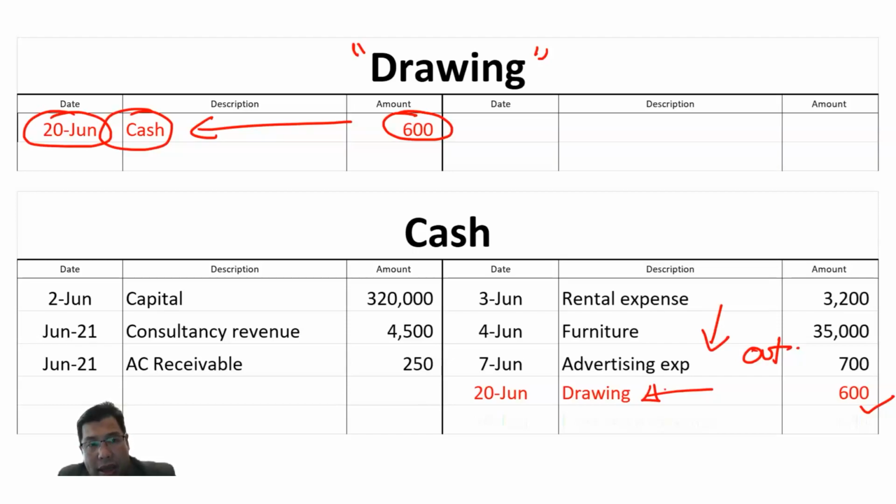Okay, can you follow me? Let me repeat again. The drawing increases, so you're going to debit the drawing. Cash reduces, so you're going to credit your cash account. You're going to minus your cash balance then.